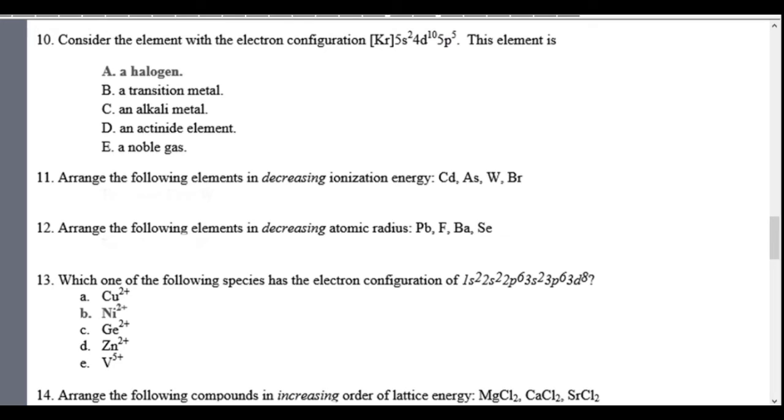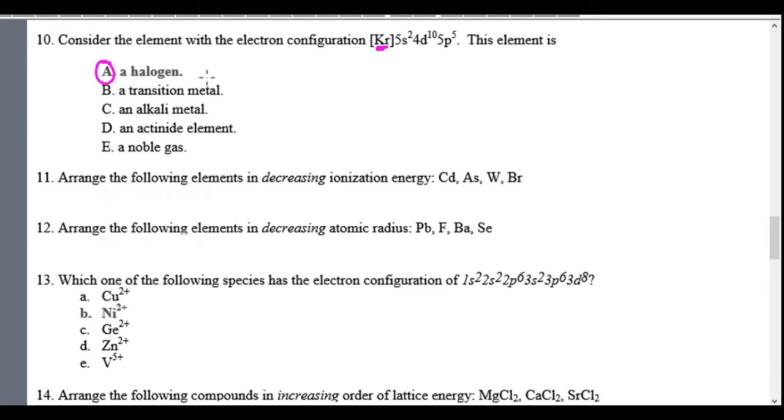Okay, number 10. So let's use a different color here. Consider the element with the electron configuration krypton, 5s2, 4d10, 5p5. So this element is what? The answer is halogen, but let's break it down as to why.